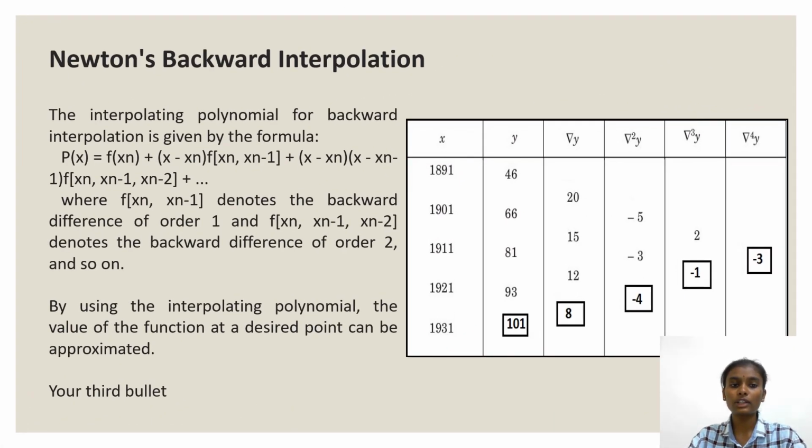The formula for Newton's backward interpolation: P of x equals f of xn plus (x minus xn) f of xn, xn minus 1 plus (x minus xn minus 1) and so on. Arrange the given data points in descending order of x values. Calculate the backward difference table by finding the differences between consecutive y values. Compute the divided difference using the backward difference formula.